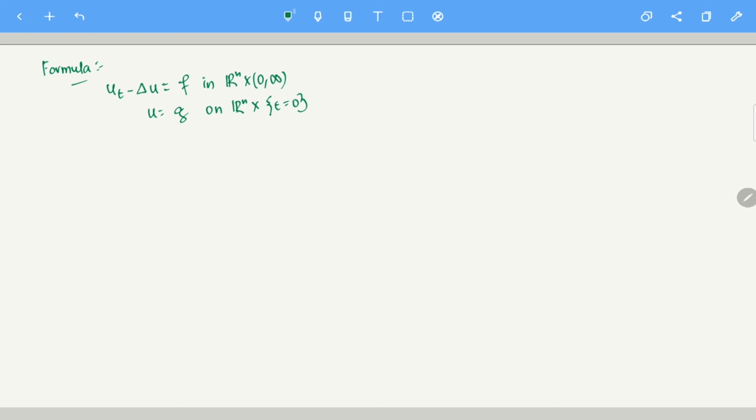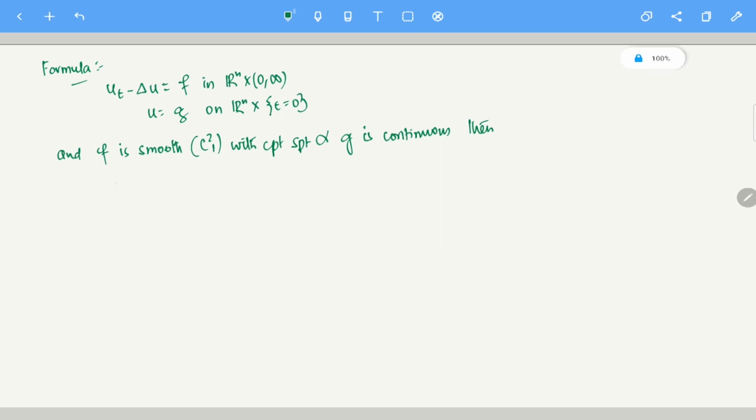Suppose f is smooth, which here means C²¹, with compact support, and g is continuous with respect to both variables. Then let's write down what the solution of this problem is.